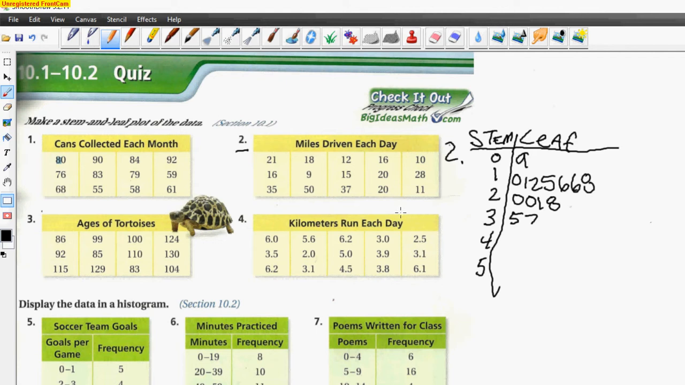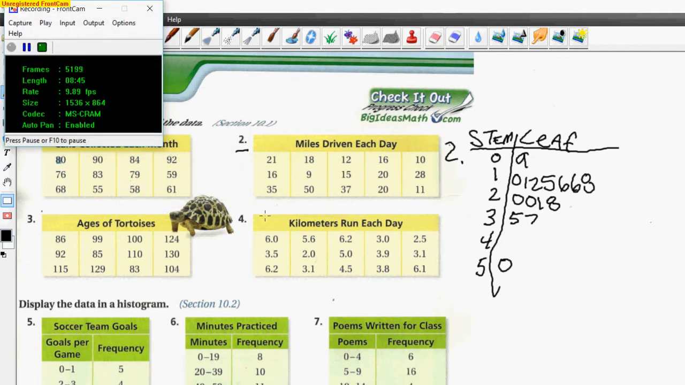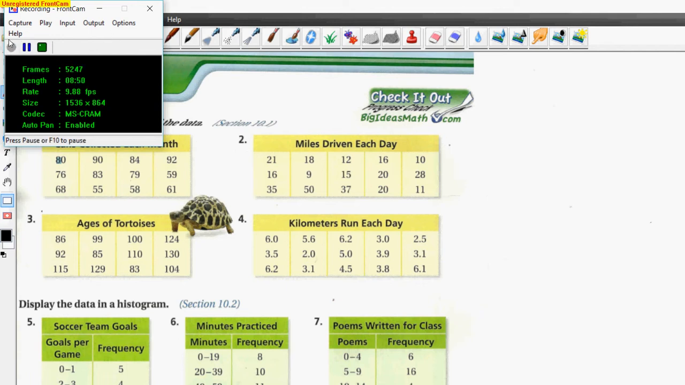Very, very important. All right, let's go to the 50s, and we do have 50. So we put a 0 right here. And, hey, I see it. You all got it all right. You're doing it. You're on point. So all is well with number 2. Let's go to number 3. Good job. All right, let's take a look at number 3.